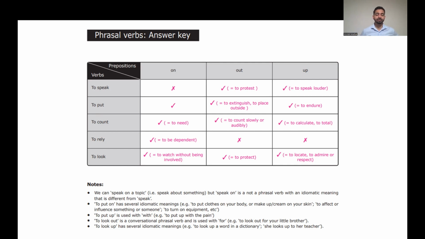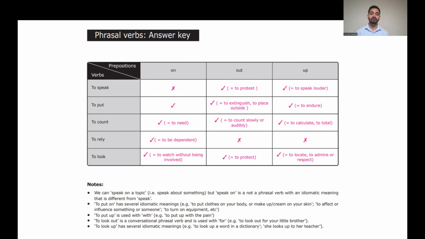To put on, that's used for putting on clothes, for example, right? To put something on the wall, you can also use that. That's a phrasal verb, right? To put out, to extinguish, to place outside. So put that outside, or put out the fire, for example. Extinguish. To put up, to endure. Put up, to endure, to tolerate something, right? I have to put up with this nonsense, for example. People say that a lot, if you're tolerating something you don't really enjoy.